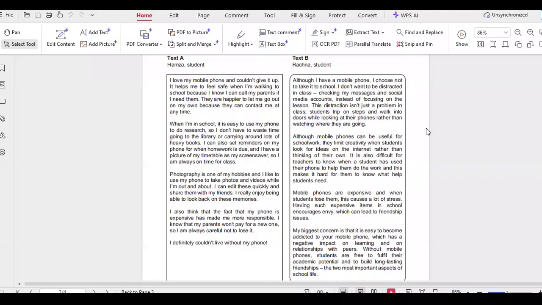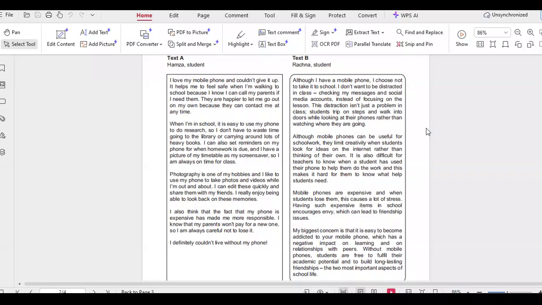So the ideas presented in Text B: number one, mobile phones distract students in class. Number two, phones can cause accidents when students are not paying attention to their surroundings. Number three, phones reduce creativity and independent thinking skills. Number four, they can create jealousy and social problems. Number five, phones can make you more addicted. And lastly, number six, without phones, a student can focus on learning and friendships.